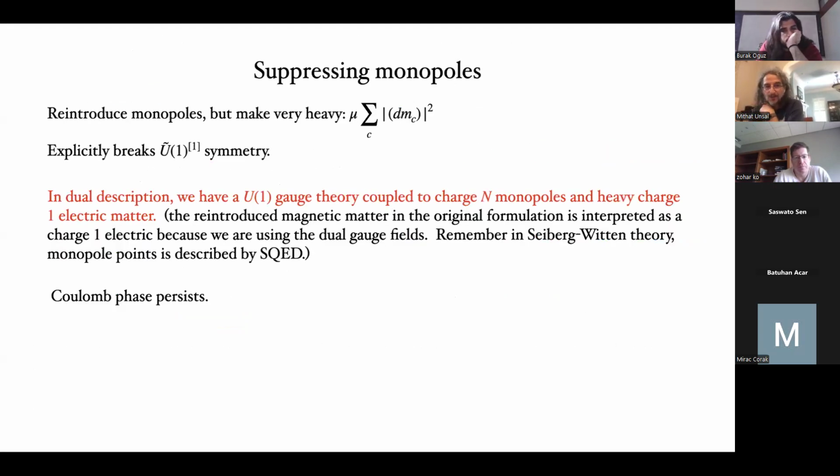Now, we can play the following game also. We can reintroduce monopoles to the story, but make them heavy. This term explicitly breaks this shift symmetry. And in the original dual description, we have a U1 gauge theory coupled to charge n monopoles. I call this electric matter, but I introduced these new dynamical monopoles as well. Maybe it's not a good habit, but remember that in Seiberg-Witten theory, if you consider, for example, the monopole point or dyon point, you are talking about an SQED, and strictly speaking, the electrons in there are monopoles. This is the sense in which I use this language. So if these monopoles are heavy, this Coulomb phase persists.